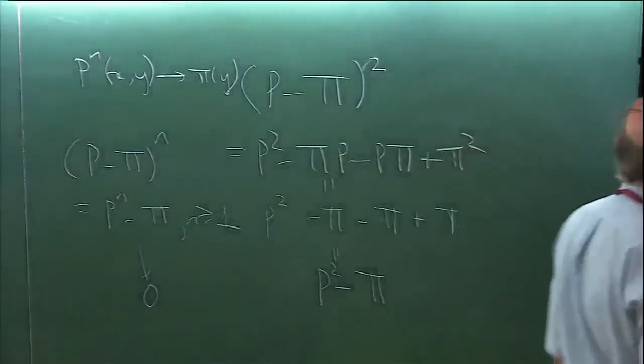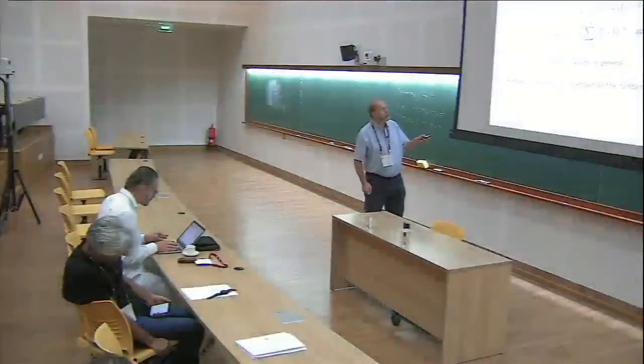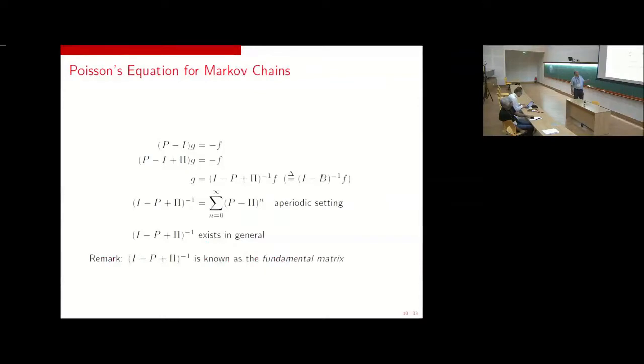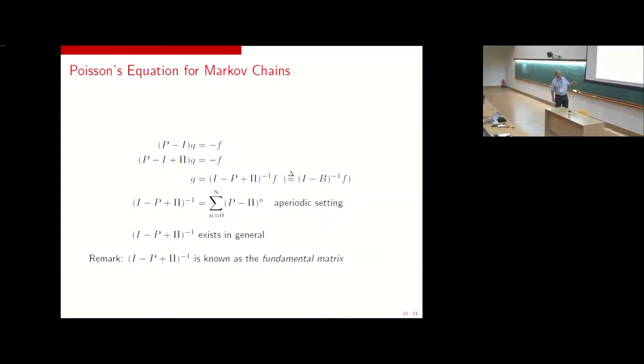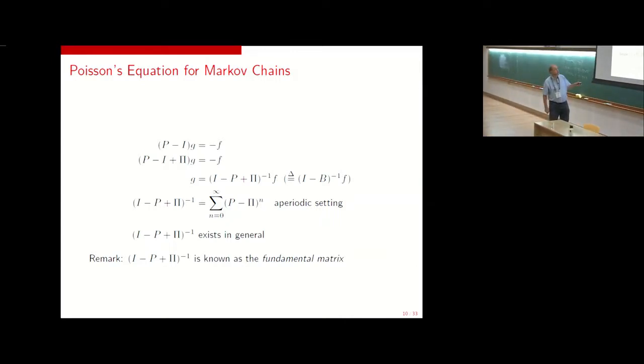So that means that this geometric sum on the right-hand side does indeed converge, and that it goes to 0. It actually has to converge at a geometric rate as n goes to infinity to 0. So there's a convergent sum. That means that I can define the inverse of I minus P plus pi through this infinite sum. So this inverse, matrix inverse, always exists. This matrix inverse is what's called the fundamental matrix.